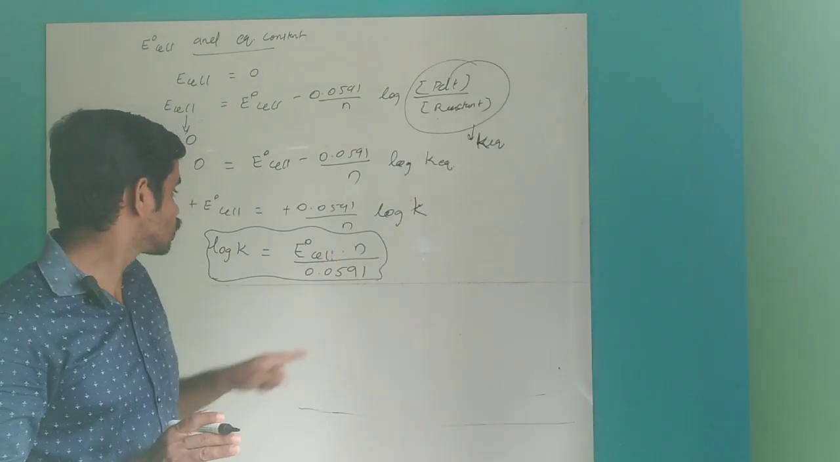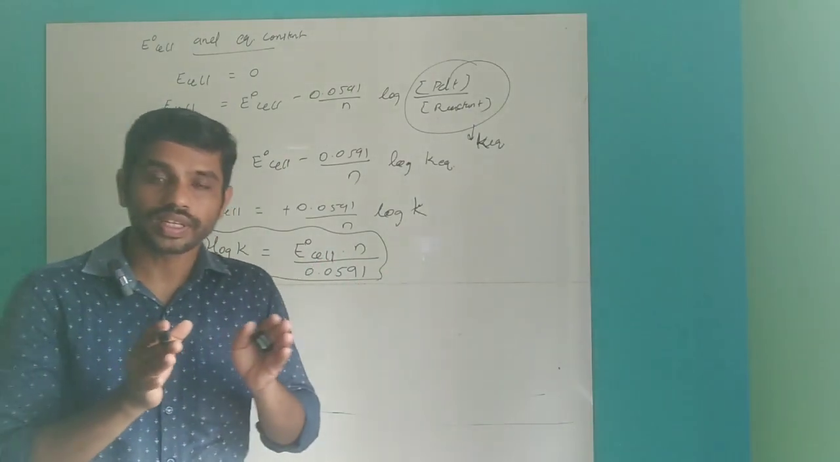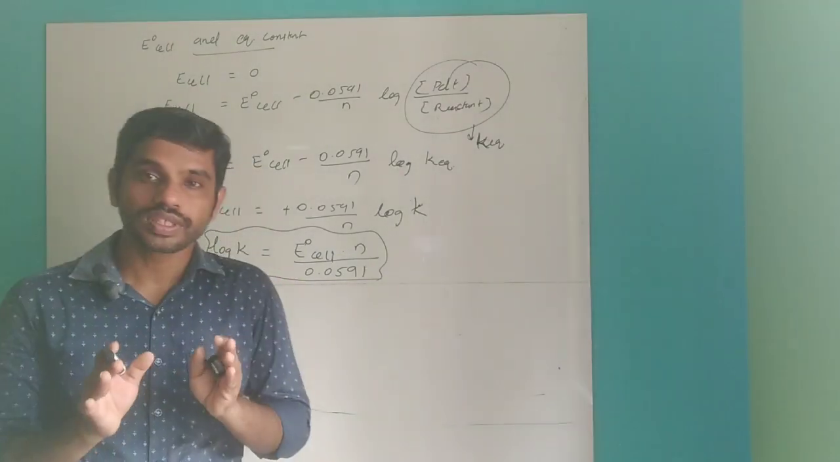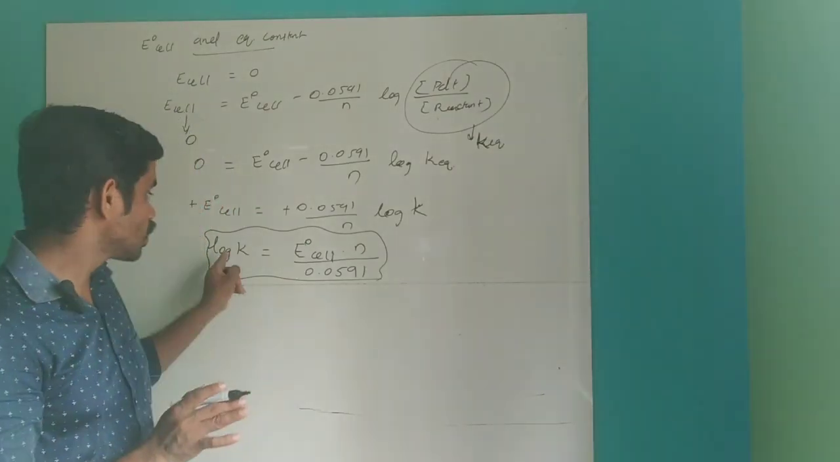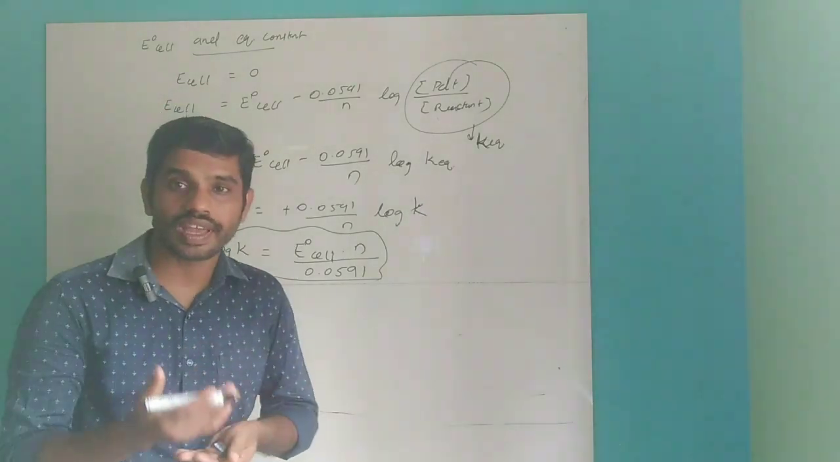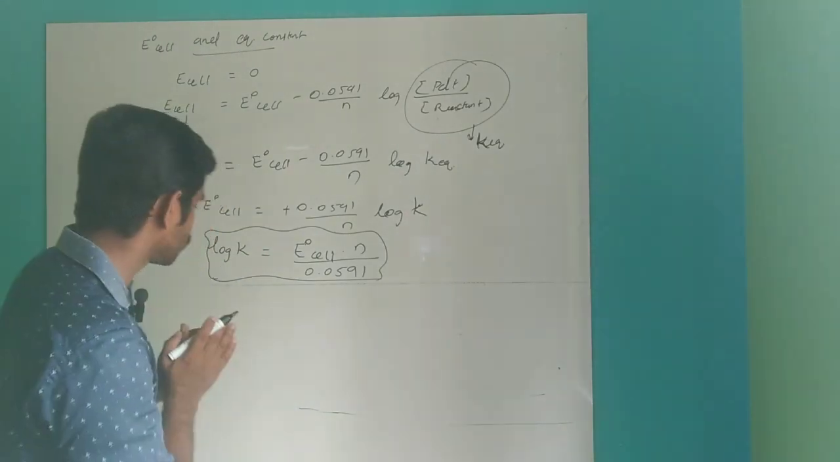Okay, right? Yes. Usually E0 cell is a positive quantity, so the equilibrium constant is also a positive quantity. Log of K will be a positive quantity. K you can find out by taking the anti-log. When we are doing the problems, you will clearly understand.